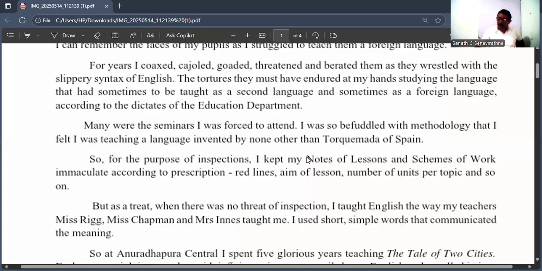That means this English teacher did not have her own freedom to teach English as she wished.